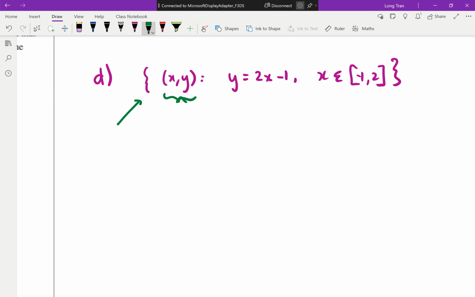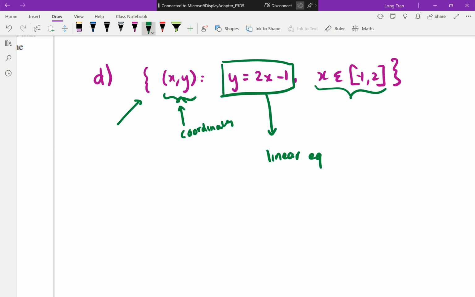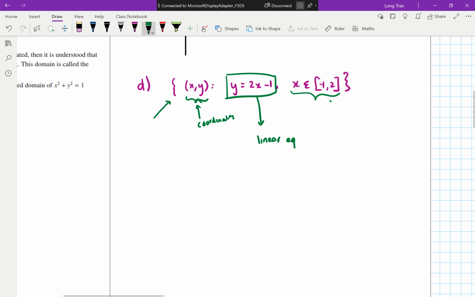So here we go. These are coordinates. In these coordinates, I have an X and a Y that follow this equation. So really, this is a linear equation. It's a straight line. Comma, X is an element of -1 to 2. Notice it's square brackets. Square brackets means including -1 and 2. This is your domain. They already gave it to you.